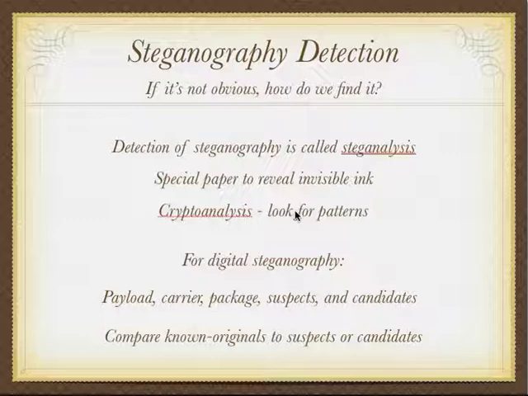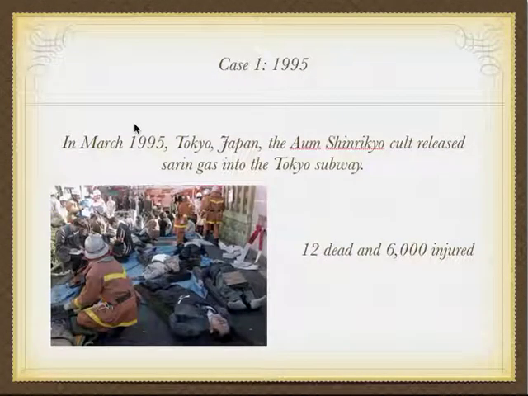Now for digital steganography, we went over these terms. The payload is the message to be hidden. Carrier is the file in which the message is hidden. Package is a combination. The suspect is a file thought to contain a hidden message, and a candidate is one known to contain a hidden message. Now, forensic analysis compares a known original to a suspect or a candidate to find anomalies and to reveal the hidden files.